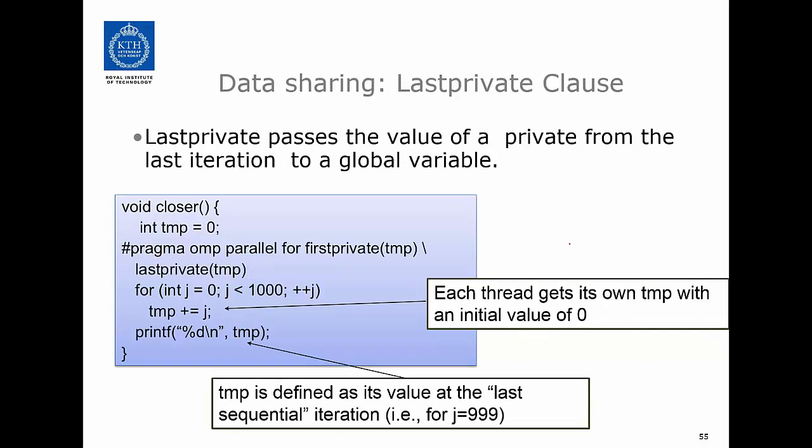Lastprivate. As I said, you can specify firstprivate and lastprivate. So lastprivate on the for loop will make sure that the value of tmp in this case, after the for loop, takes the value of the thread that executed the iteration j equals 999.